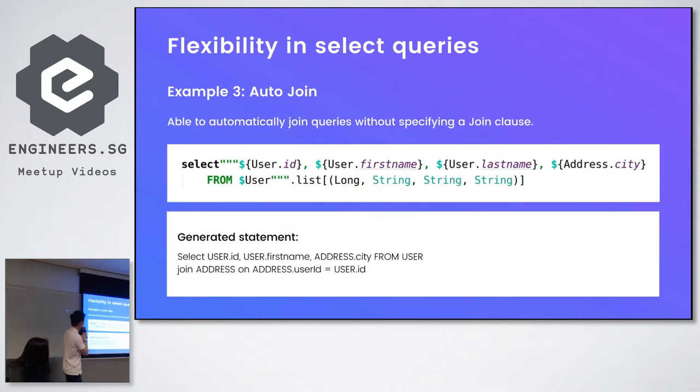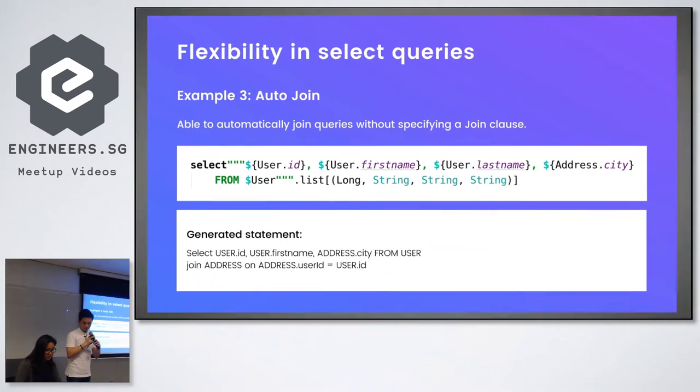So in this example, we have another select statement which is similar to what I showed you in the previous slide. But here we omitted the join clause. What the library is capable of helping you with is, because it knows that in your projection you're pointing to the address table, but you only specify that you're pulling from the user table, it can generate the join clause for you in the final statement. So we're going to show you a little code example on how this works.